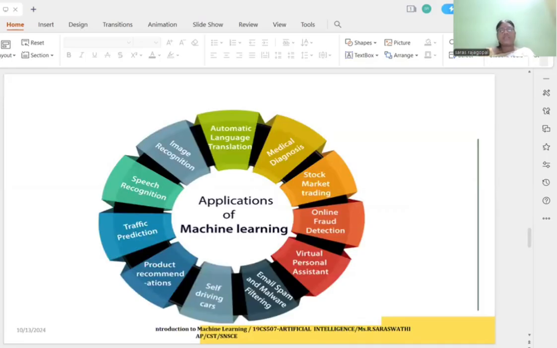These are some of the applications of machine learning: natural language processing, medical diagnosis, automatic language translation, image recognition, speech recognition, traffic prediction, product recommendation, self-driving cars, email spam and malware filtering, virtual personal assistants, online fraud detection, and stock market trending. These are some of the applications.